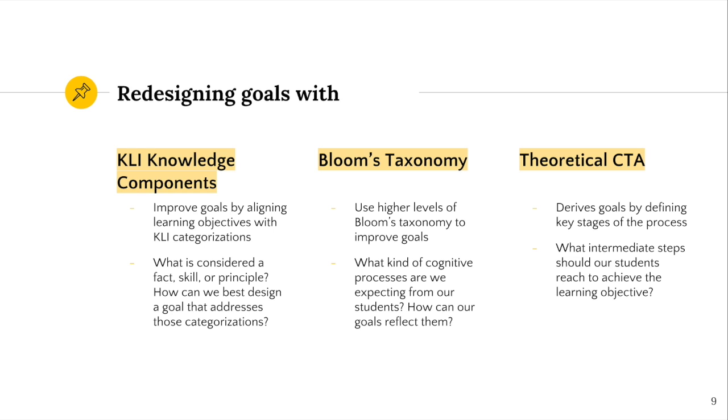From each of these three things, we learned three different objectives, and we asked different questions. How can we best design a goal that addresses specific KLI KC categorizations, and what kind of cognitive processes do we expect from our students? How can our goals reflect these cognitive processes? What intermediate steps do our students need to reach to achieve our final learning objective? These are all questions that we needed to ask ourselves in redesigning our learning objectives.